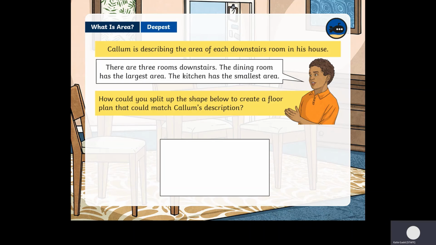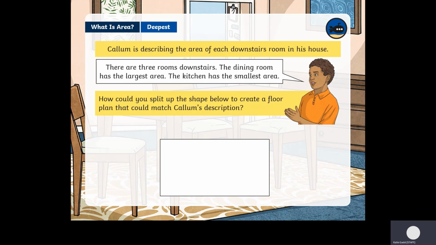So let's look at the key information. There are 3 rooms, so 3 rooms need to be created on your floor plan below. The dining room is the largest area, so the largest area that you create needs to be for the dining room, and then the kitchen has the smallest area. So the 3 shapes you're going to create on your floor plan, the dining room has to be the biggest, the kitchen has to be the smallest, and then the other shape has to be a size in between those 2. So how could you split up the shape below to create a floor plan that would match Callum's description?